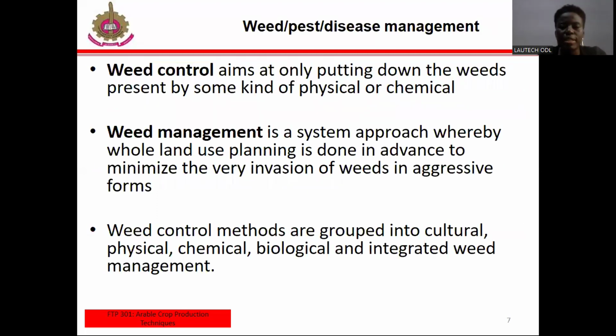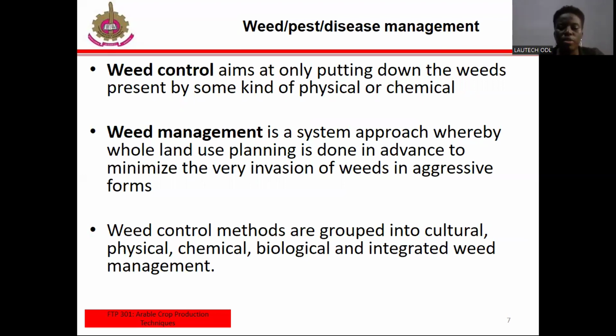Then the next thing that we'll be looking at in this section is weed, pest, and disease management. Weed control aims at only putting down the weeds present by some kinds of physical or chemical methods. And weed management on its own is a systematic approach whereby the whole land use planning is done in advance to minimize the invasion of weeds in an aggressive form. We do this to reduce the invasion of weeds in an aggressive form on the farm.